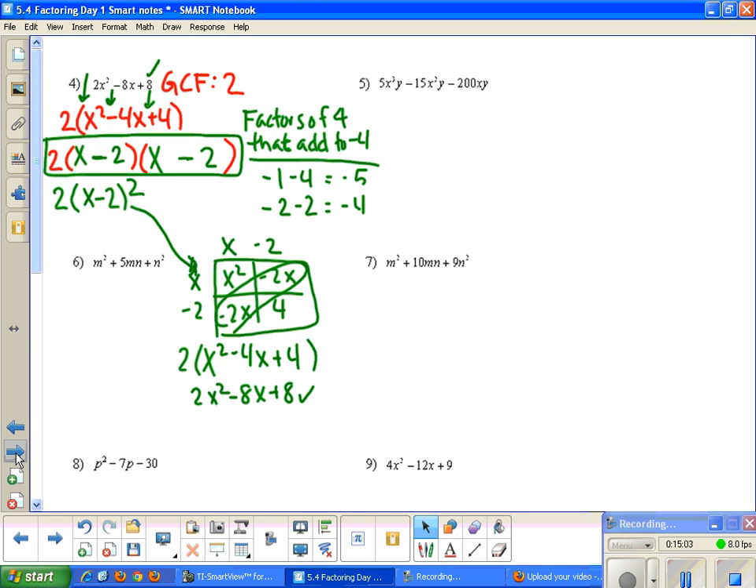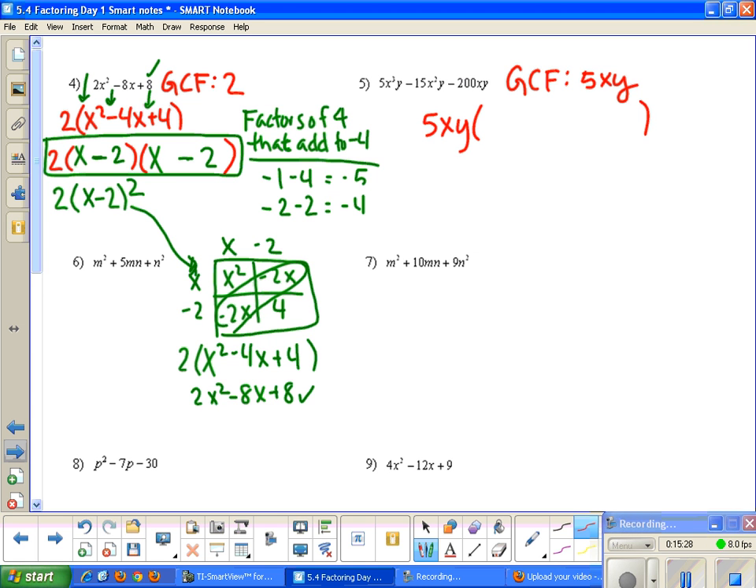So let's do the next one. Number 5. When we look at this one, first things first, you want to always factor out your greatest common factor. That's always step 1. So when I take out my greatest common factor, you'll notice it's 5xy that goes into all those terms. So I'm going to take that out first, or divide it out, and put it in front.